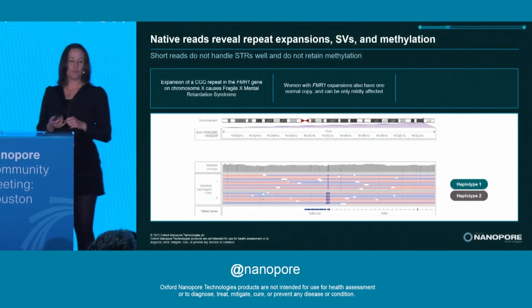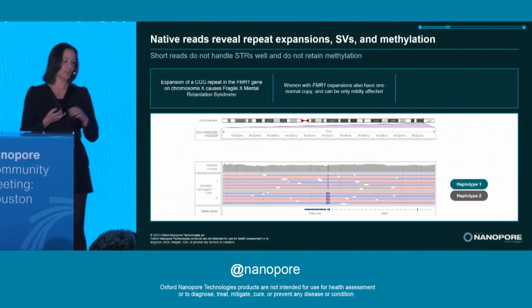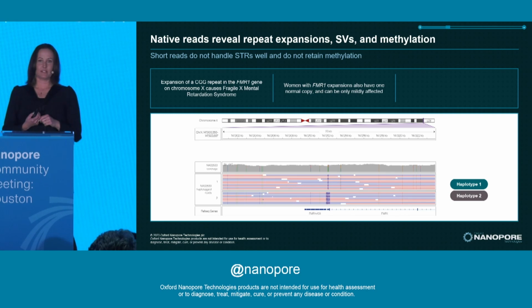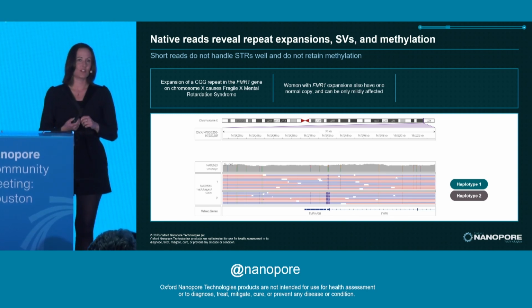Okay, moving on to structural variation. Moving on to repeat expansion. Here we're looking at the expansion of CTG repeats in the FMR1 gene, which causes Fragile X.